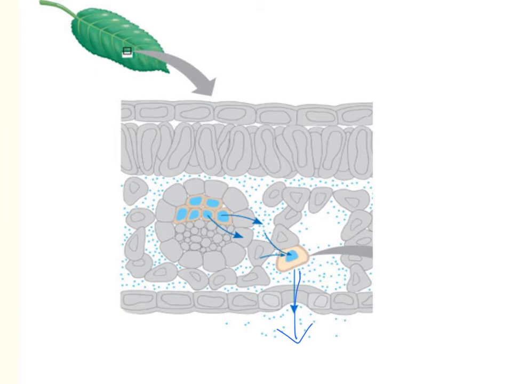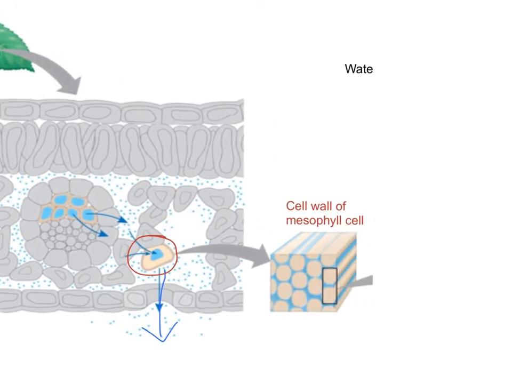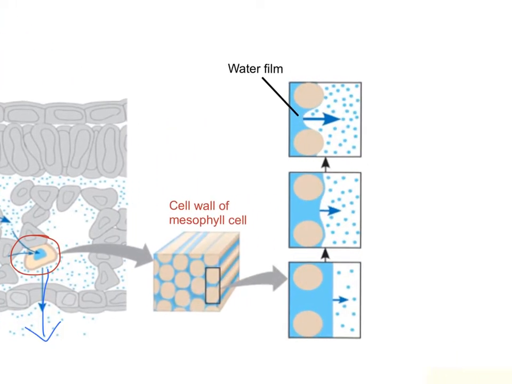Let's take a look at what goes on at the surface of a mesophyll cell. Within the leaf, water evaporates from the thin film of moisture surrounding the mesophyll cells and enters the intercellular spaces. As water evaporates from the aqueous film, this increases the curvature of the water surface and thus increases the surface tension of the water film.